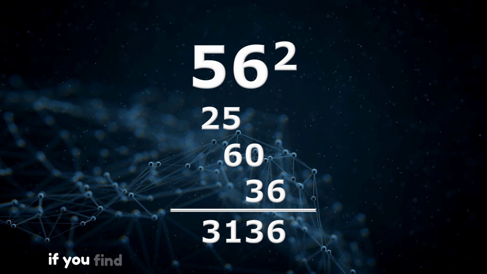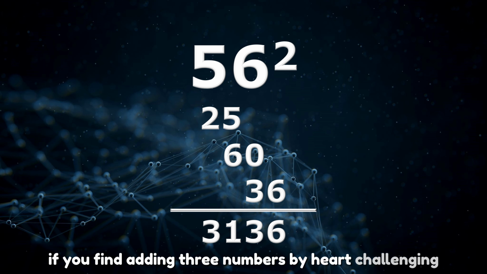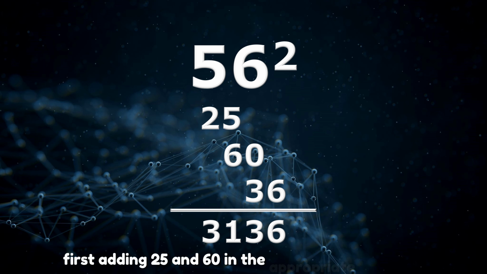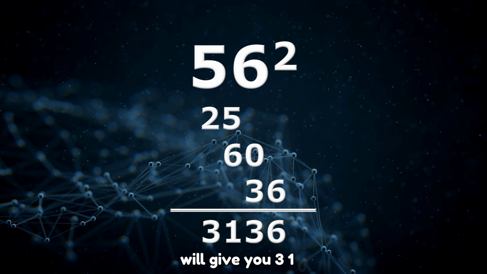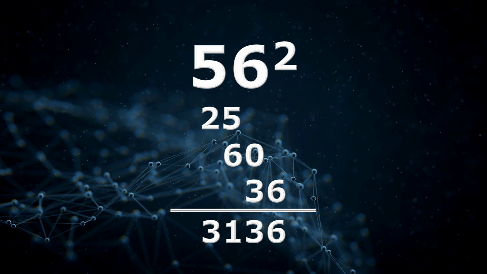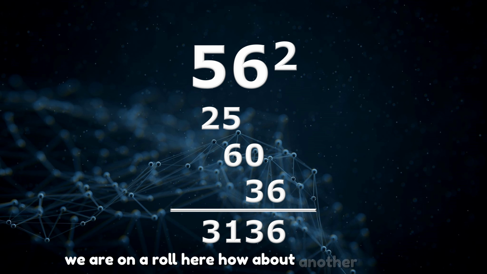If you find adding 3 numbers by heart challenging, do it in steps. First, adding 25 and 60 in the appropriate positions will give you 310. Adding 36 in the right positions will give you 3136. We are on a roll here. How about another example?